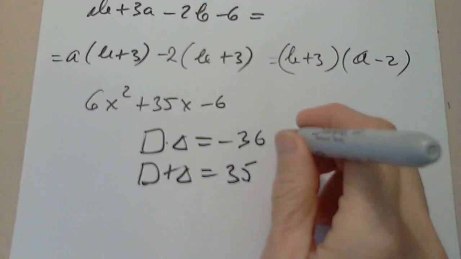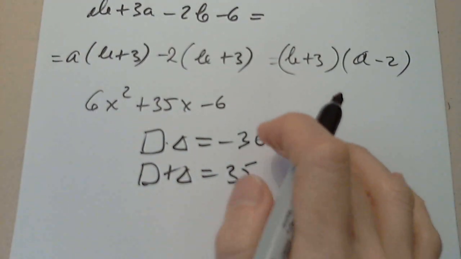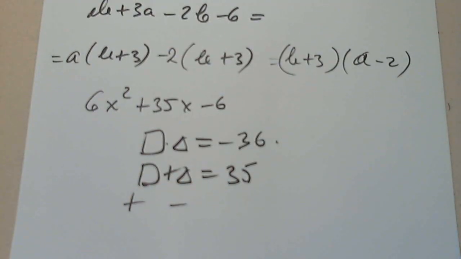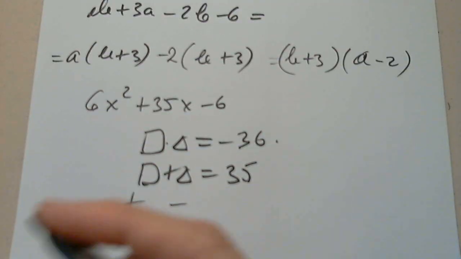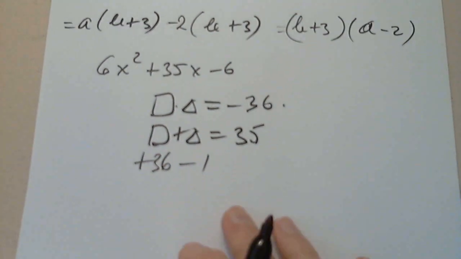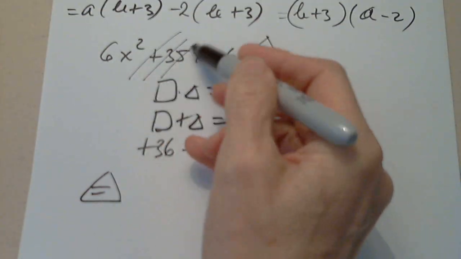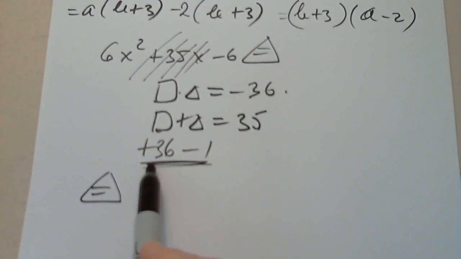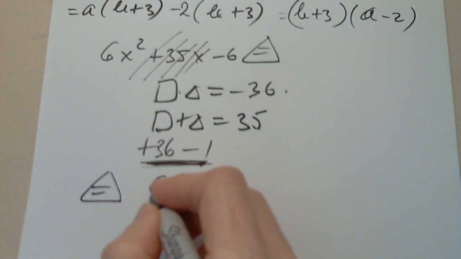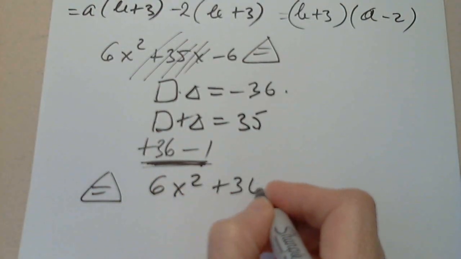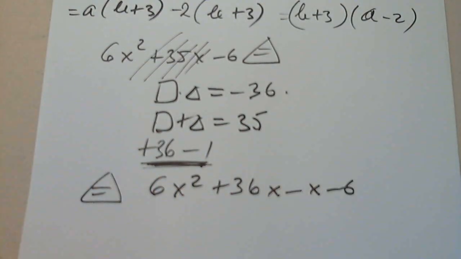Remember, the next step is here. I look at the product. It's negative, so I expect a positive and a negative. 36 and negative 1. So now I have to replace this using these numbers. So I have 6x squared plus 36x minus x minus 6.